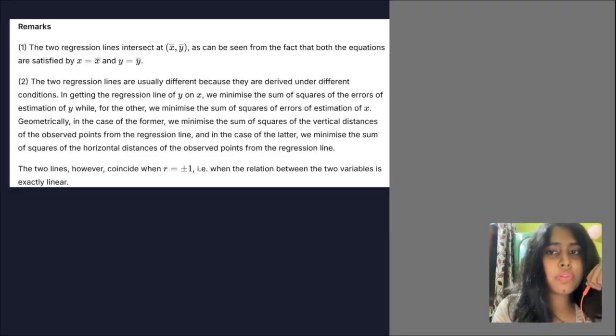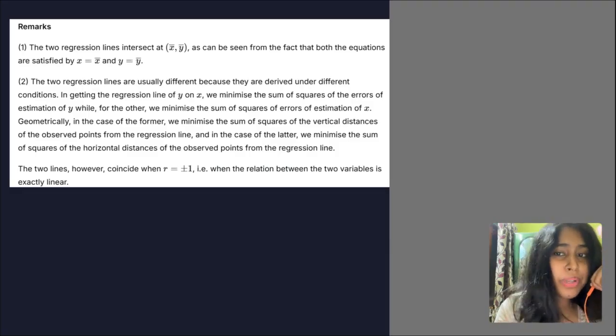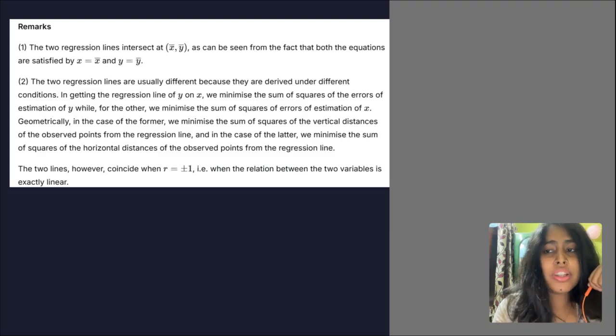The two lines, however, coincide when r equals plus or minus 1. Here is an interesting part. When do they become the same line? Only when the correlation is perfect. When r equals plus 1 or r equals minus 1, all the points fall perfectly on a straight line. In that perfect case, there's only one line and both methods find it. And that's it. By breaking it down line by line, we have conquered linear regression.